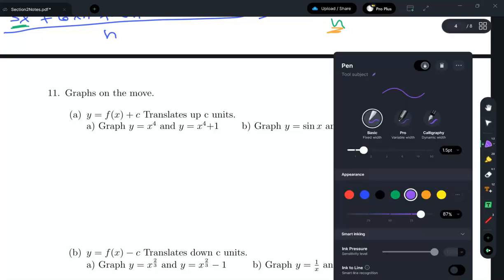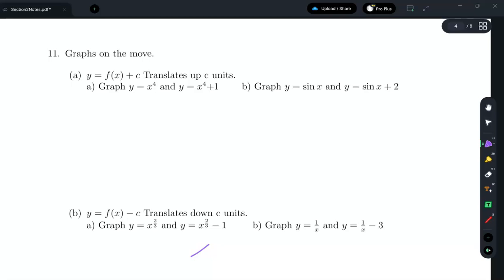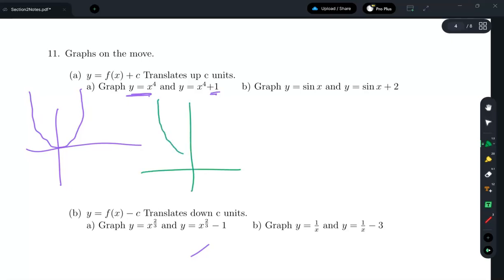So you will not have a graphing calculator on your test. I just want to make sure that you're able to quickly graph x to the fourth, which is like a parabola, and then x to the fourth plus 1, that just means it takes this parabola-ish looking thing and moves it up by 1.